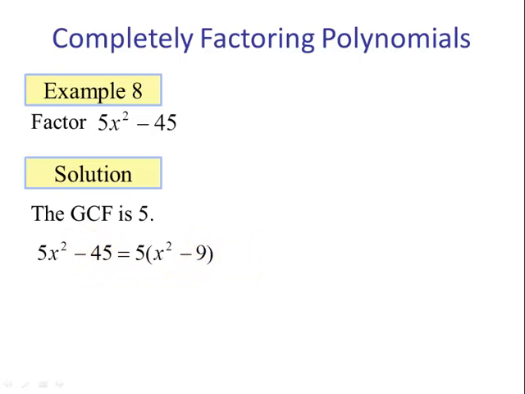Now to factor this completely, we want to make sure that this doesn't factor. If you notice, this is a perfect square, this is a perfect square, and we are subtracting. So this is a difference of squares. If you recall, x squared minus 9 factors to x minus 3 times x plus 3. So our final answer is 5 times the quantity x minus 3 times the quantity x plus 3.